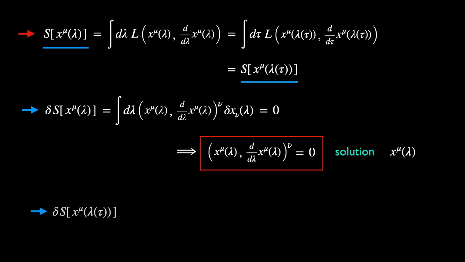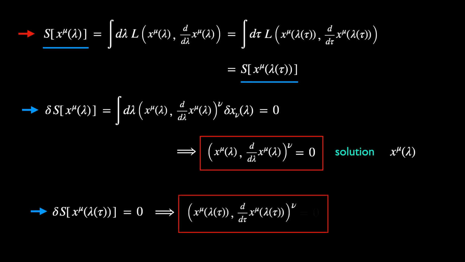Whereas if we take the arbitrary variation of the second form to be zero, we should get this equation of motion, which is just the previous equation, but switching lambda for tau. But since these two actions are equal and share the same extremal value, the solution we get by expressing lambda in terms of tau should also satisfy the second equation.